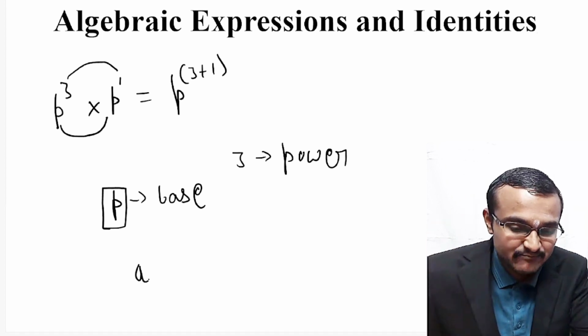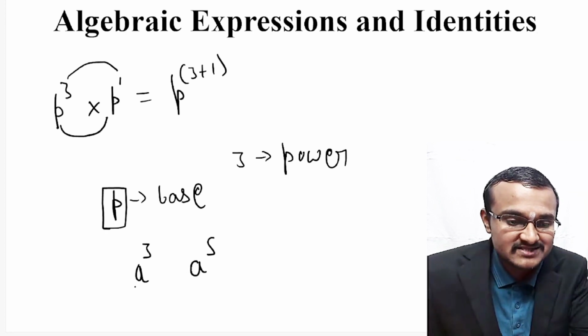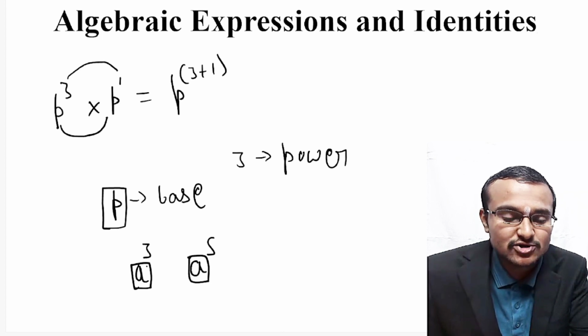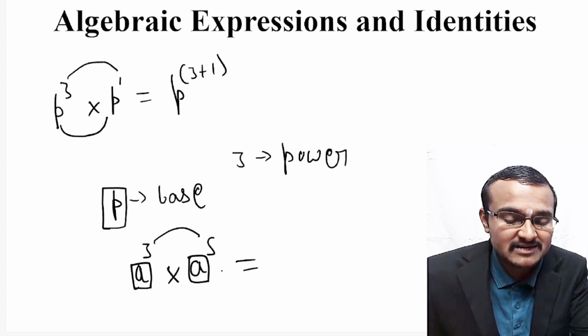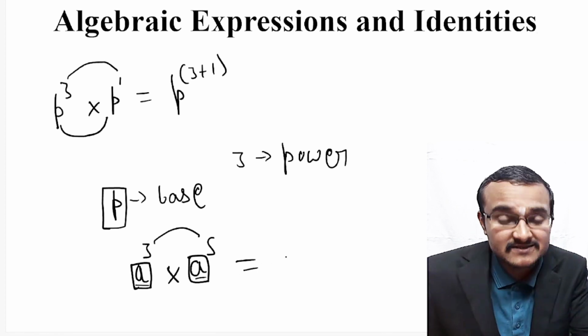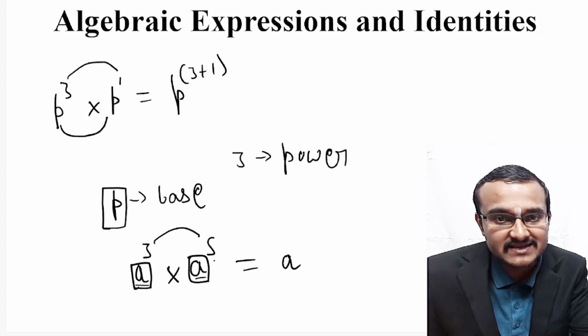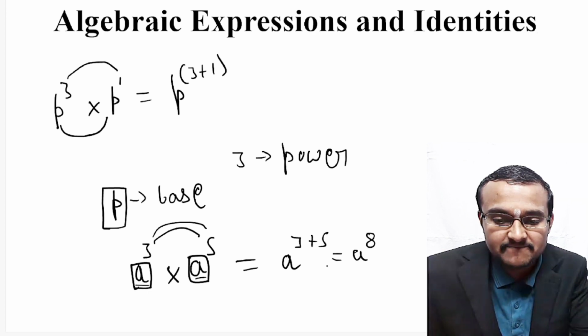For example, if I have a power 3 and a power 5, here you can see the base is the same, that is a. Then you can perform addition between 3 and 5 if you are multiplying a power 3 and a power 5. Since the base is the same, you can just write a straight away, and add the powers, 3 plus 5. So a power 3 plus 5 will be a power 8.